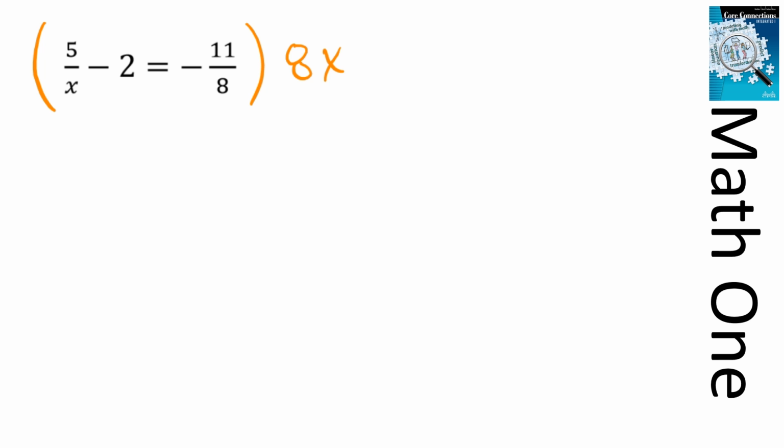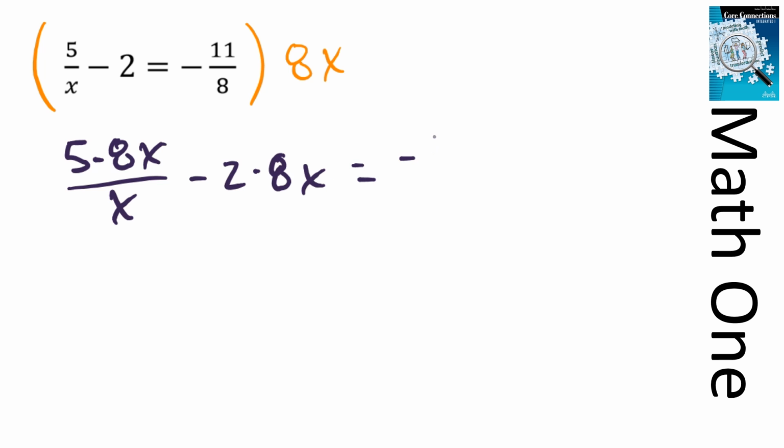So I'm going to multiply both sides of this equation, every single term on both sides, by 8x. When I do that, this becomes 5 times, here's my new 8x, over x minus 2 times 8x, and then equals negative 11 times 8x over 8. So each term on the left-hand side got a factor of 8x, and they're all placed in the numerator, if there was a fraction already existing.